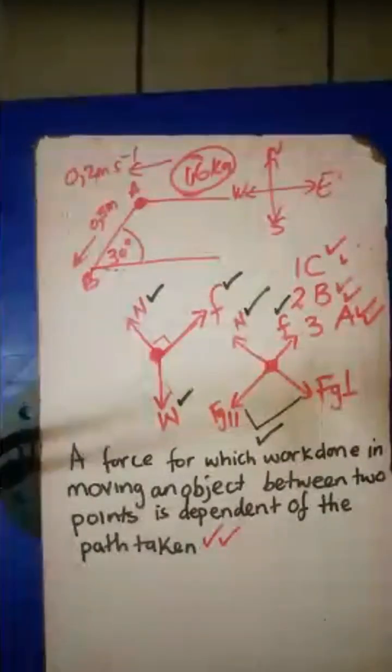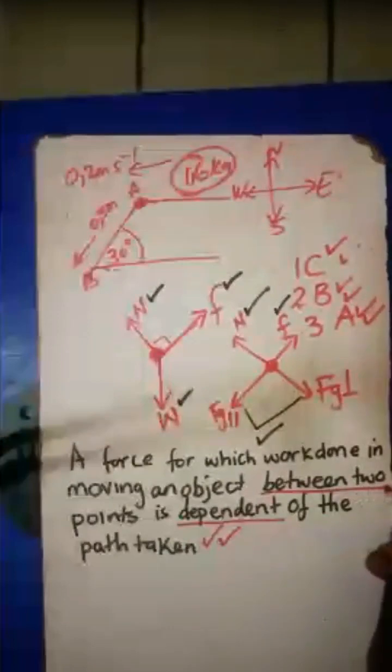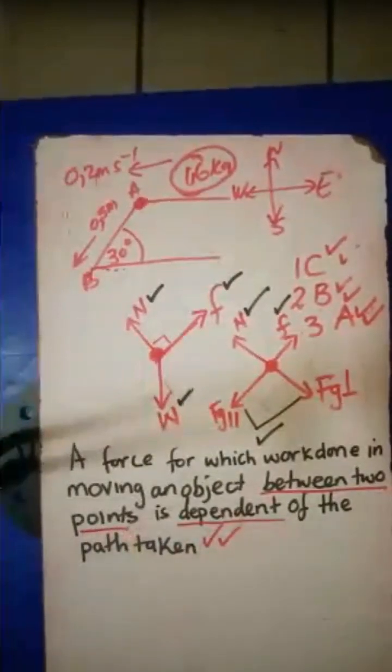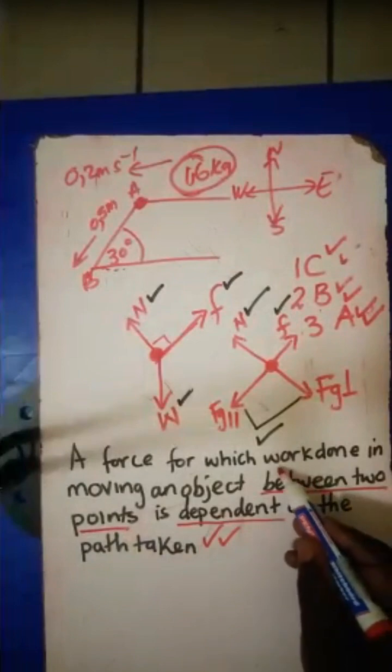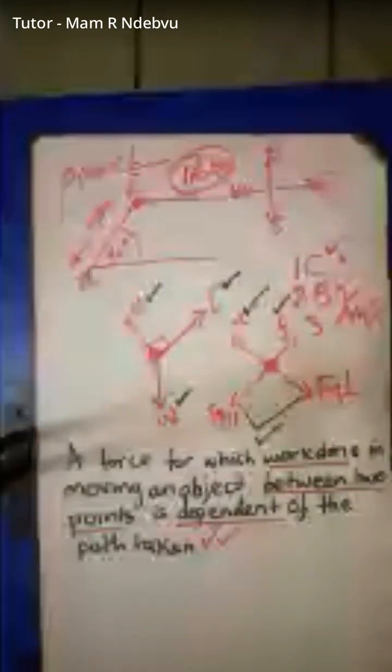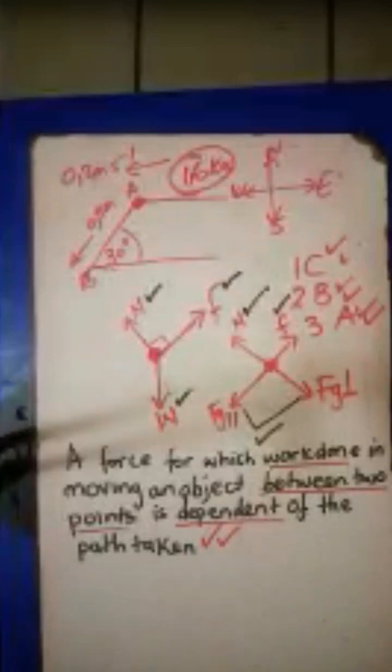This was 2 or a 0. So the keywords which you must look for: dependent must be there, between 2 points must be there, and the work done. So you see, I've underlined almost everything. If one of the underlined words is not there, then it is 1 out of 2. If you have 2 words which are not there, then you mark yourself either 0 out of 2 or 2 out of 2.